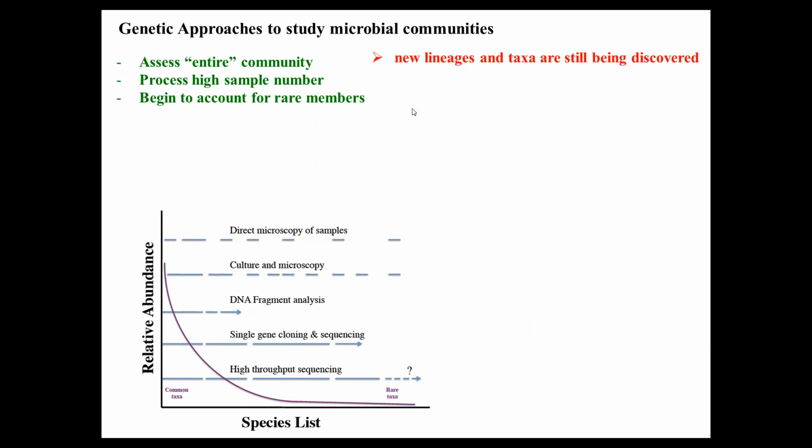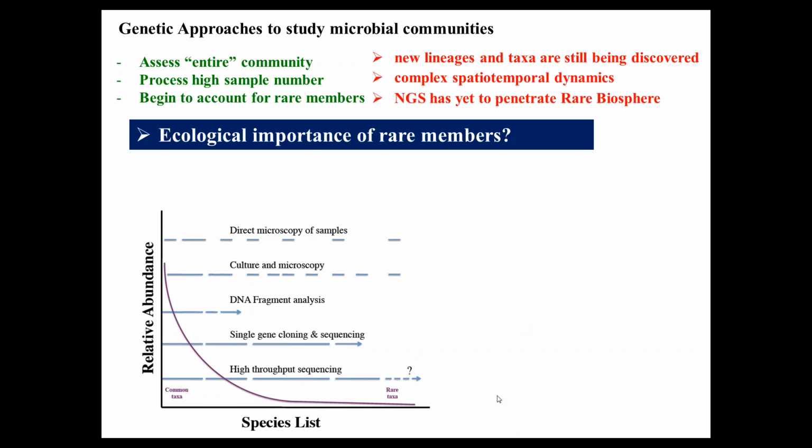But what we've also discovered is that there are new lineages and taxa out there that we haven't even accounted for yet, that some of those spatiotemporal dynamics are really quickly changing. And we have not yet penetrated the rare biosphere even with next generation sequencing. Now, does it matter who is here and what they might be capable of doing? That depends on your point of view.